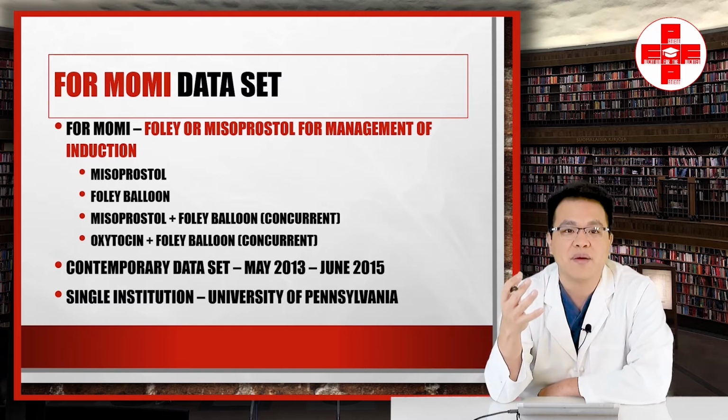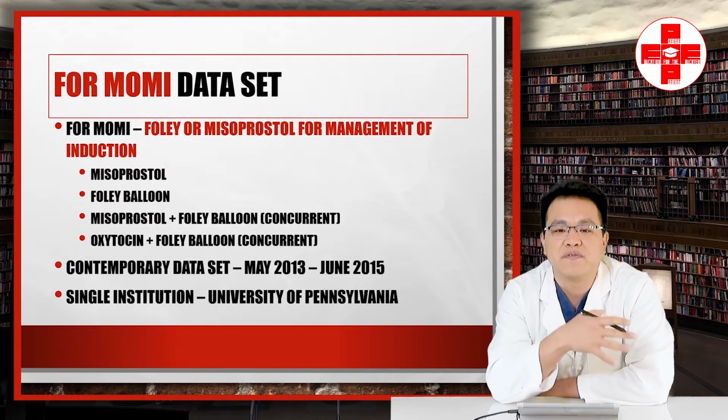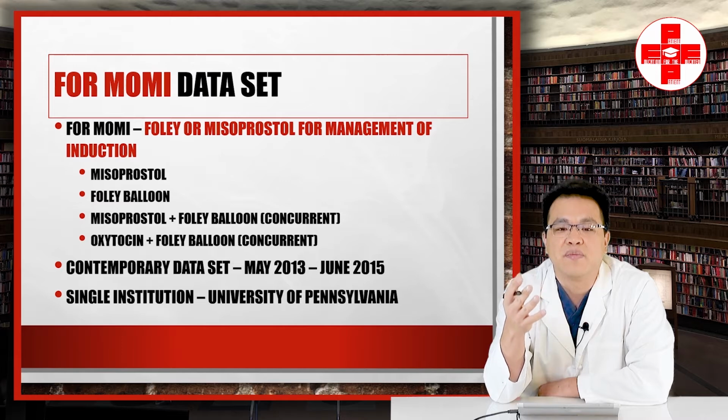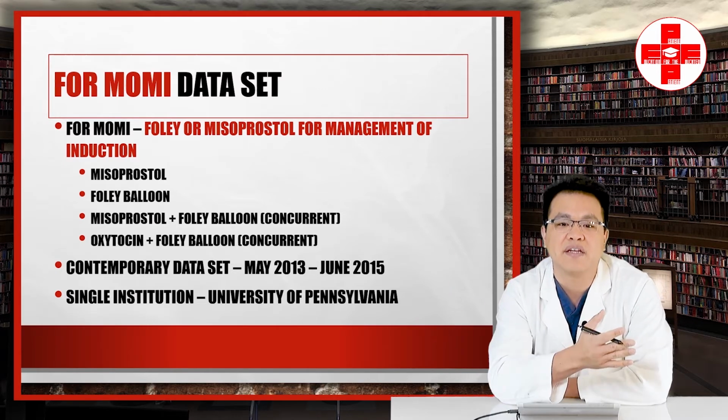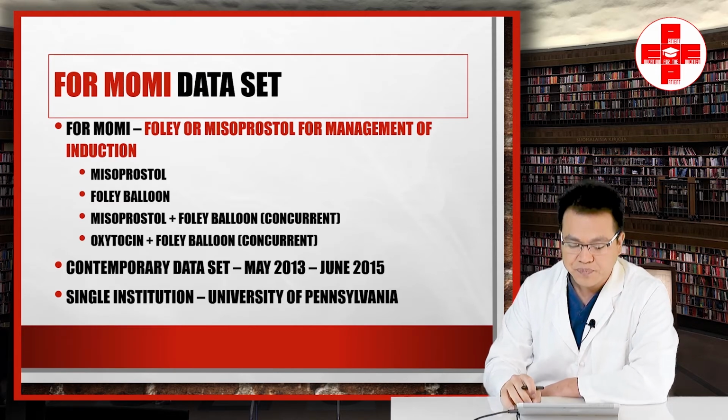Again, the 4Mommy data set was a trial that stood for Foley or misoprostol for management of induction. They were looking at 4 different induction of labor methods to see which ones were the most effective, fastest, without increasing your risk for C-section, etc. So this was done at UPenn. So UPenn had access to this data set. They created this calculator based on that data set. And then again, they ran another set of data through there to validate their calculator.